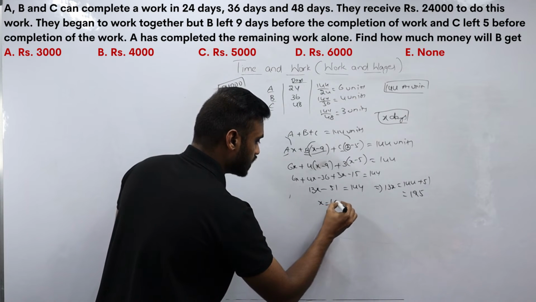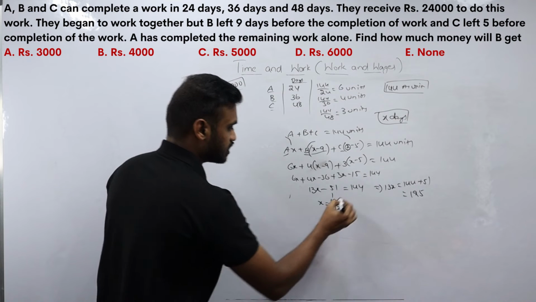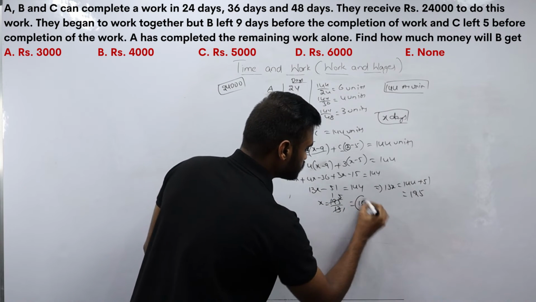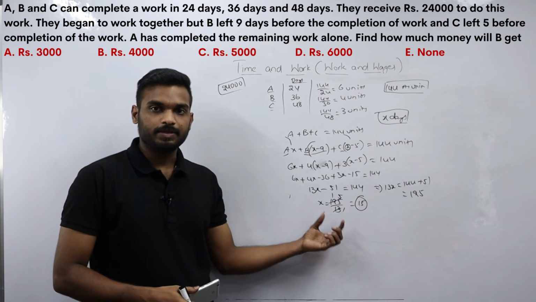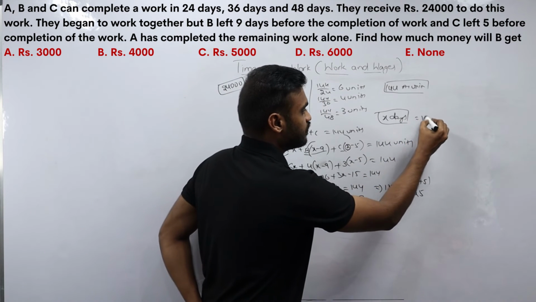Now x equal to 195 by 13. 13 ones are 13, and 13 fives are 65, so equal to 15. So the total amount of time taken to complete the work is 15 days. See here, x equal to 15 days.